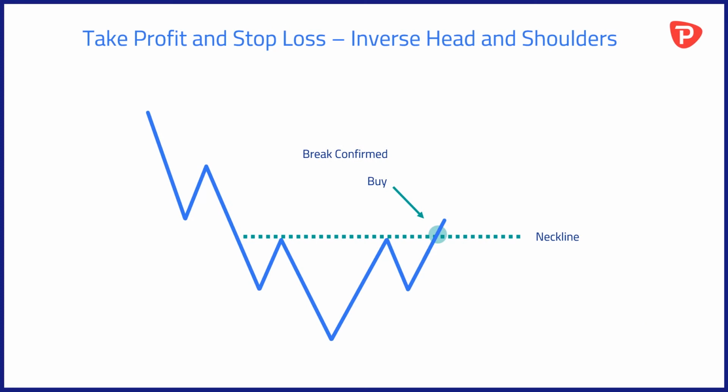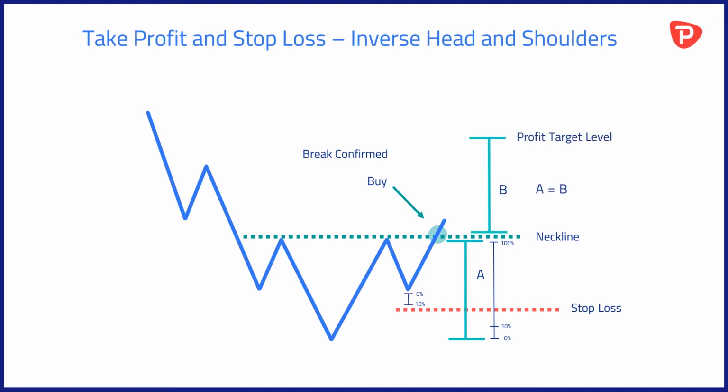To calculate the stop loss for an inverse head and shoulders, you measure the height from the bottom of the head to the neckline inside the pattern, and place the stop loss 10% of this distance below the right shoulder, as you can see here in the example. The take profit is calculated as the distance from the neckline to the bottom of the head, and projected up from the entry point. Again, the distance A should always be the same distance as B.